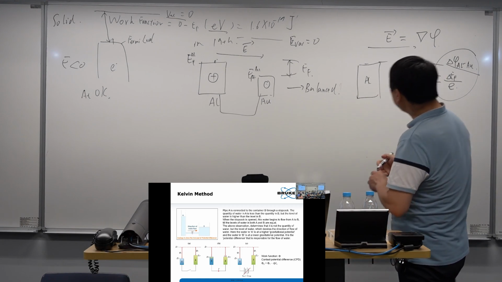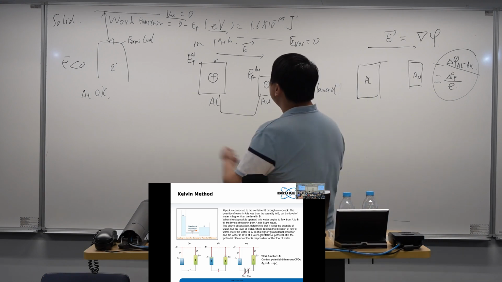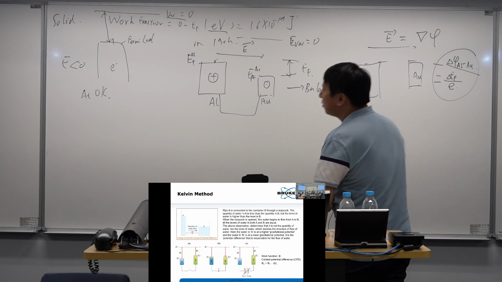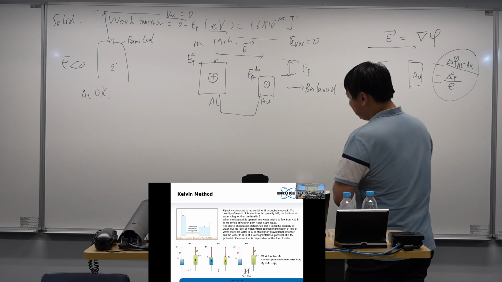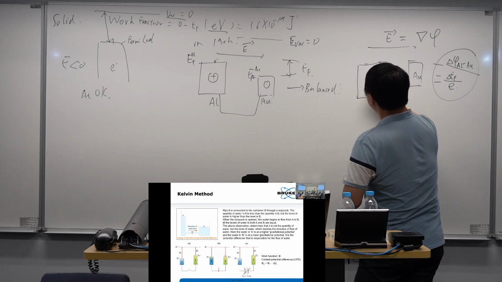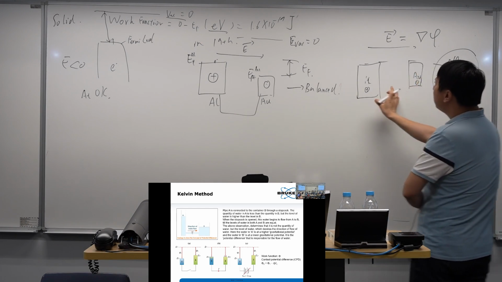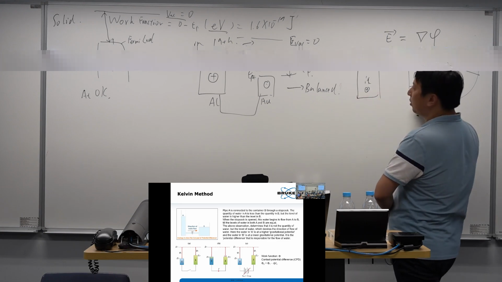So how to measure that? Sir Kelvin found a way to measure the potential difference between these two metals. He established it this way. I already have the aluminum to be positive and the gold to be negative. So how can I know the potential difference between aluminum and gold?